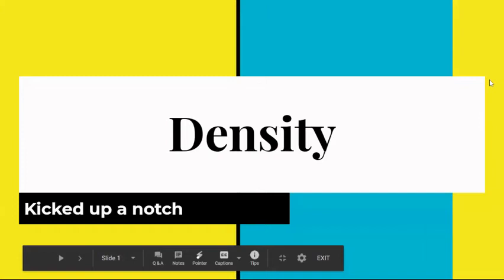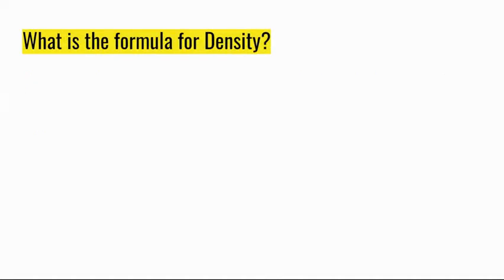Going to talk about density again, but this time we're going to kick it up a notch. And what do I mean by that? Well, we've been practicing calculating density when we're given both the mass and volume of an object. But what if the mass or the volume is the unknown variable? How do we go and solve it from there?